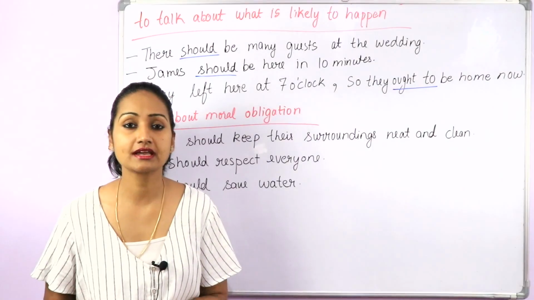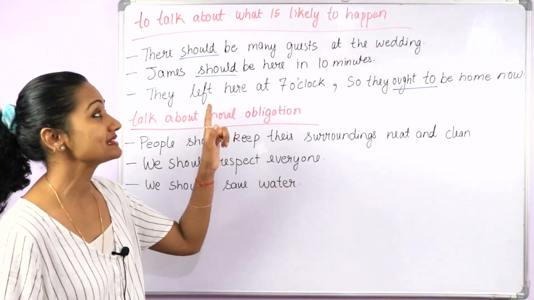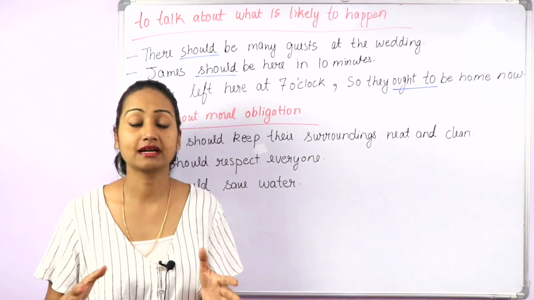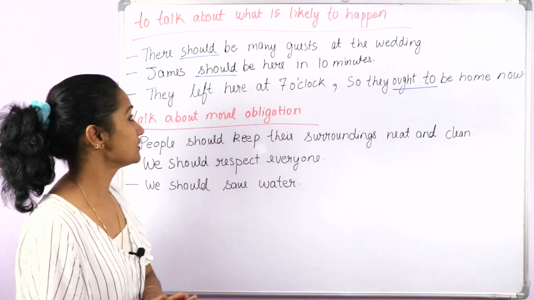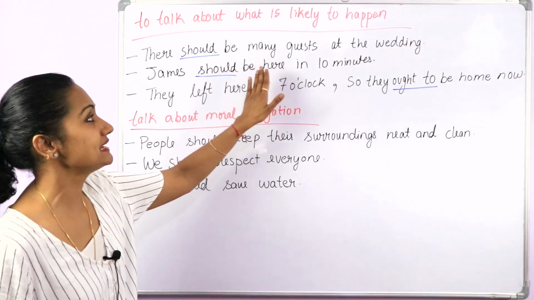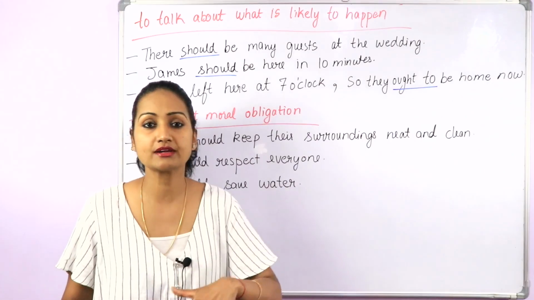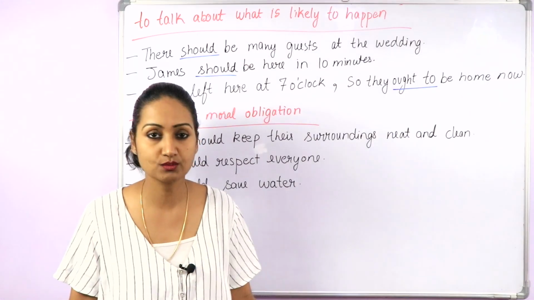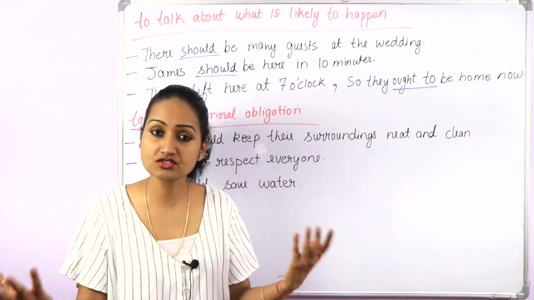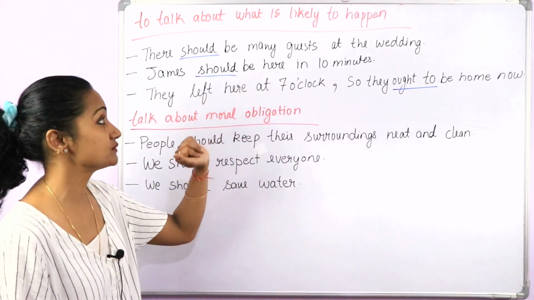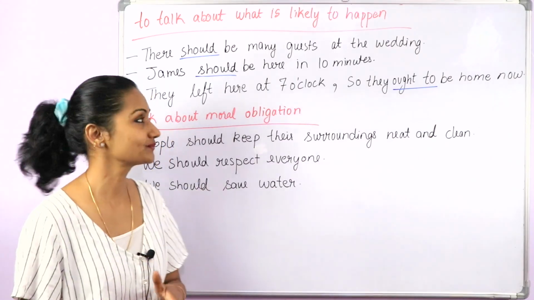Next we use should and ought to talk about what is likely to happen. That means there are chances of something or possibility of something. For example, there should be many guests at the wedding. So I don't know whether there will be many guests at the wedding or not, but since they have a big family, there are chances that there should be many guests at the wedding.